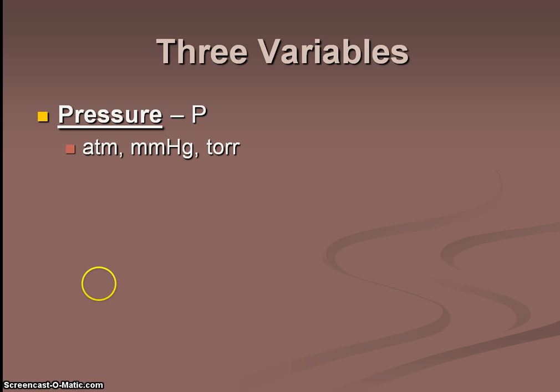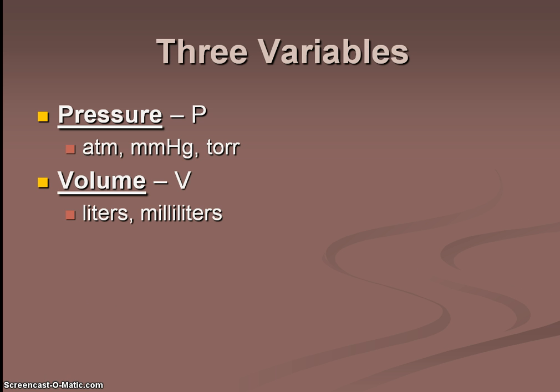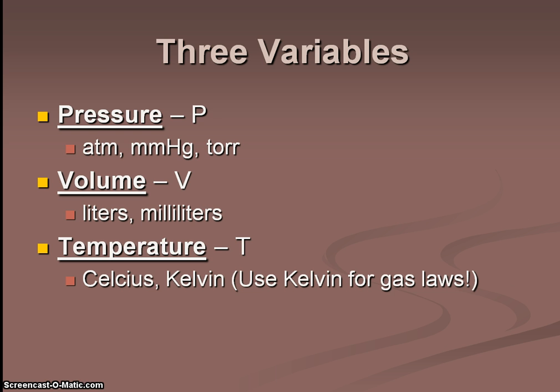The next variable is volume, which is the letter V in the equations. And this will either be in liters or milliliters. And then the last one is temperature.